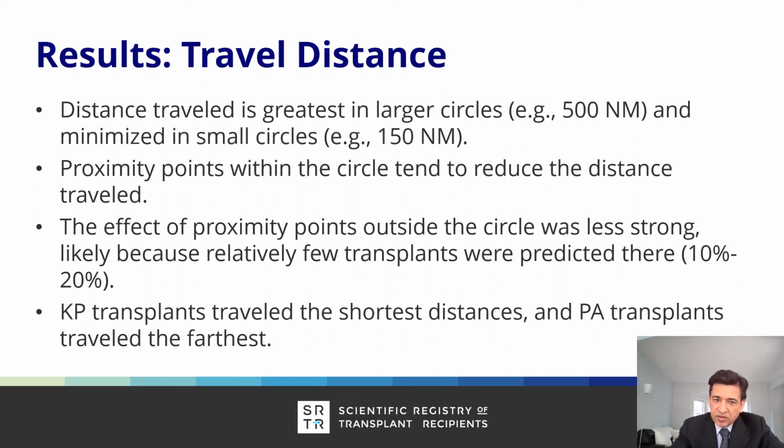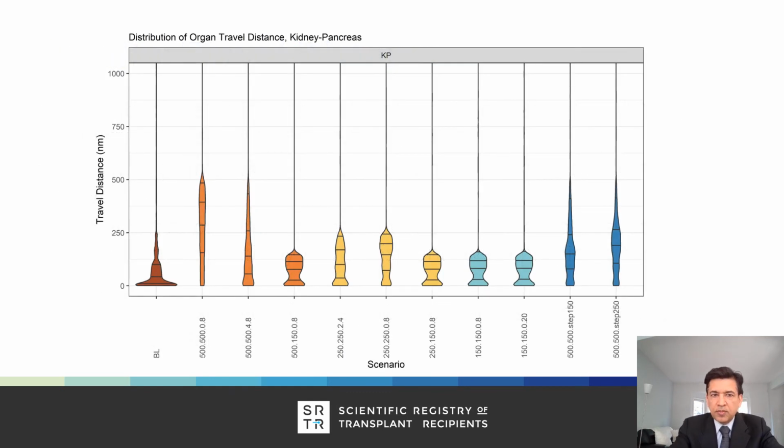The KP transplants traveled the shortest distance, and the PA transplants traveled the furthest. So here's this data shown in a graph. Here are the results showing the distribution of organ travel distance for kidney pancreas transplants. These violin plots show that the distribution of organ travel distance for kidney pancreas transplants varied by the fixed circle size.